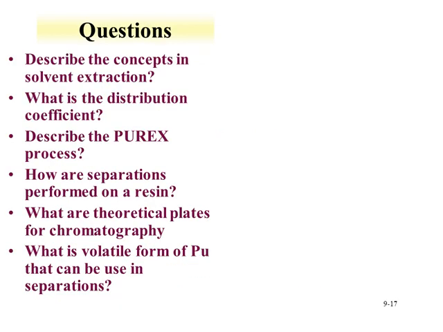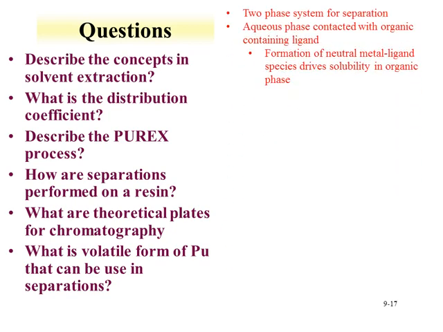And here are some questions related to Lecture 17 on separations. So describe the concepts in solvent extraction. Well, solvent extractions are a two-phase system. We've got an aqueous phase and an organic phase, and generally the ligand is in the organic phase. So you adjust the aqueous phase with a specific ligand. You form a metal ligand complex, which is neutral, and that goes into the organic phase. So by this way you separate a specific metal ion, usually by oxidation state, from an aqueous phase into an organic phase.